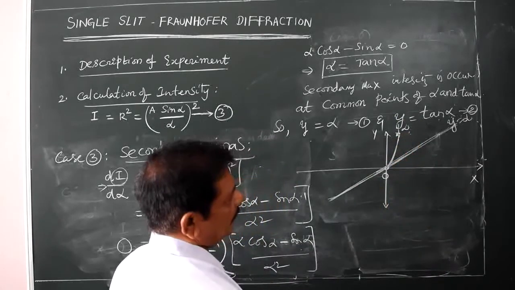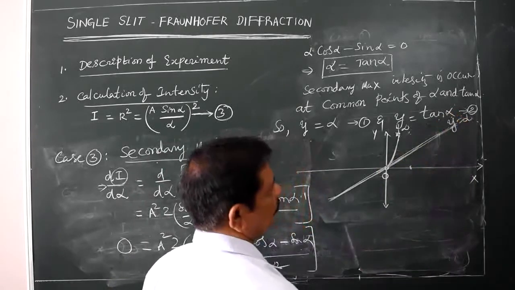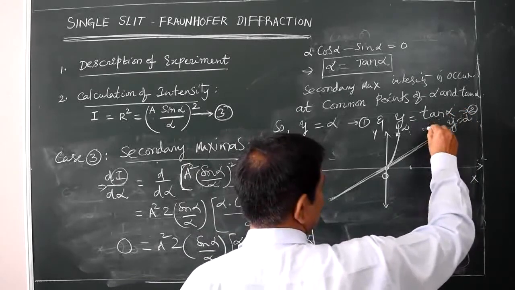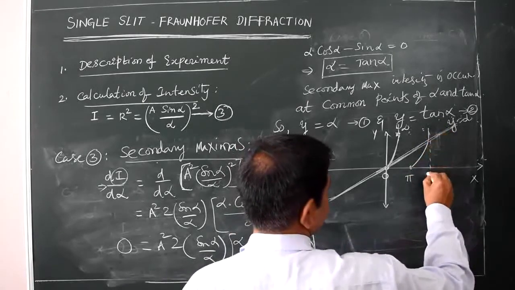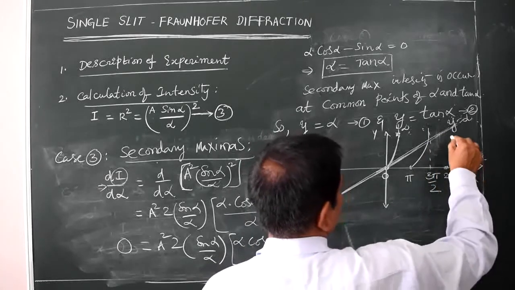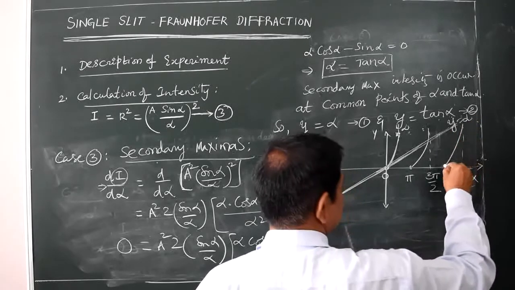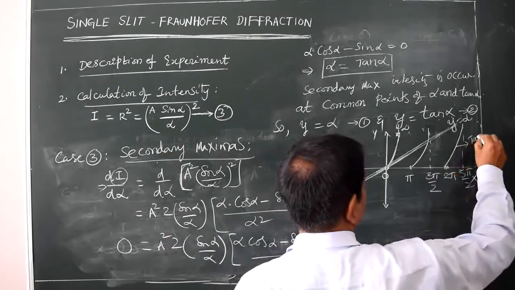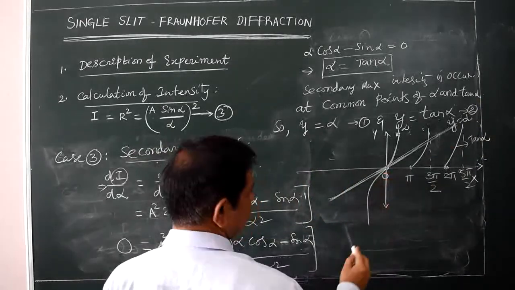And alpha is equal to pi. Once again, tan is 0. And alpha is equal to 3 pi by 2. The line is now passing through like this. This is pi and this is 3 pi by 2. Next, what is the point? 2 pi. And the next point, 5 pi by 2. So from this point, what is this line? This is the tan alpha line. Similarly, the tan alpha line is drawn on the negative side like this.